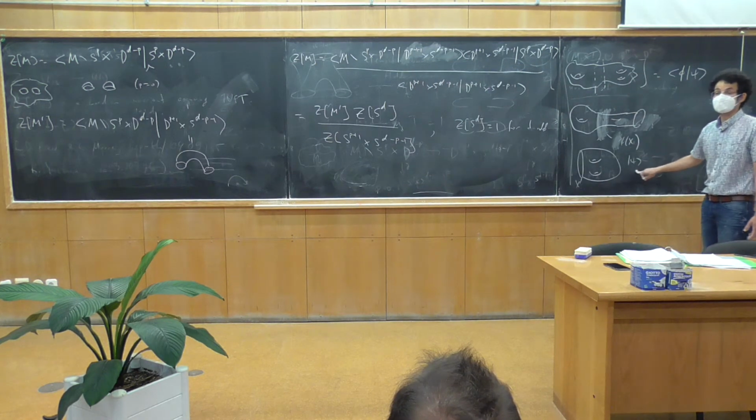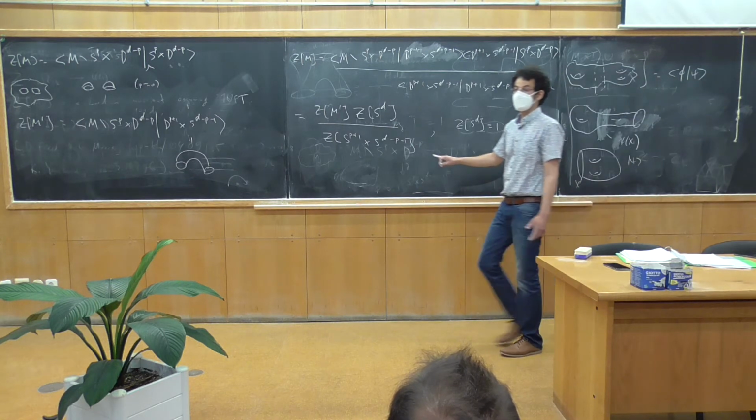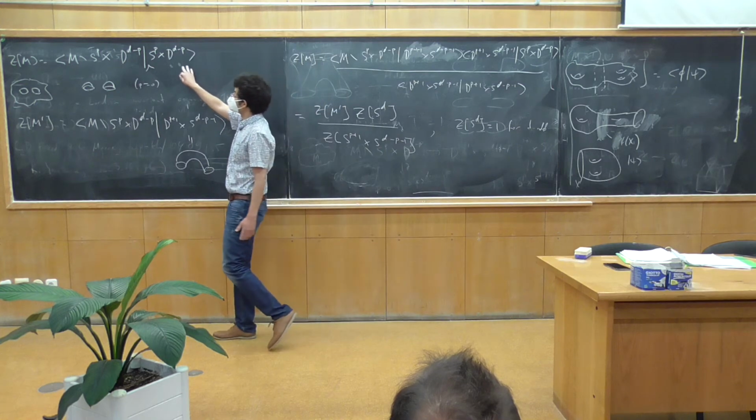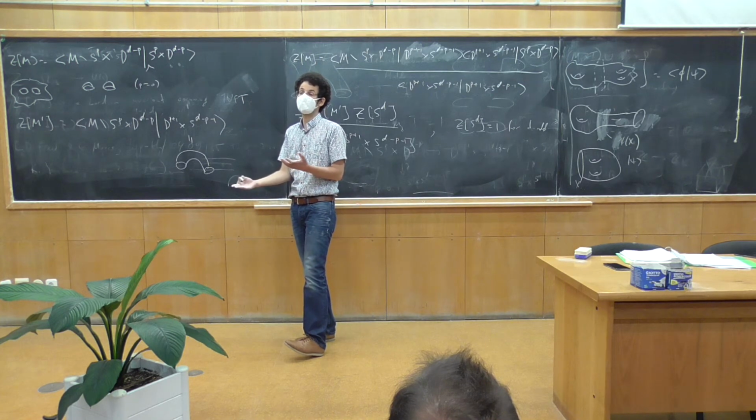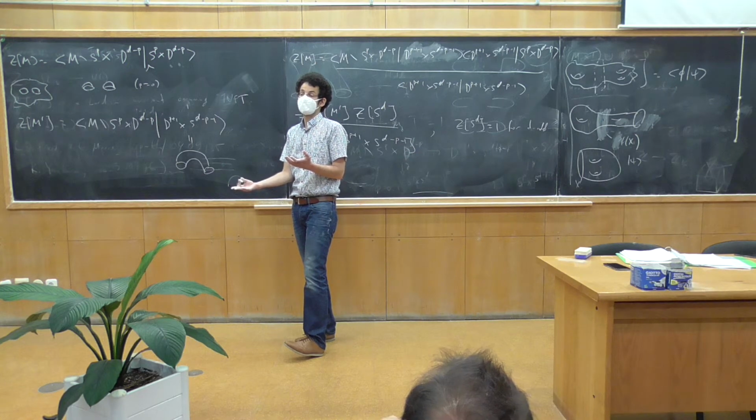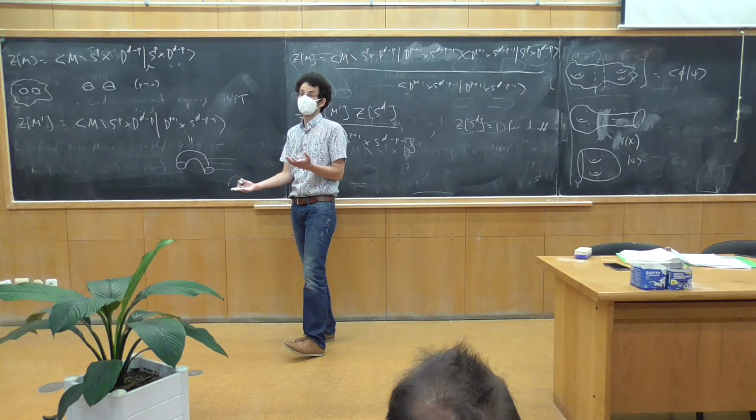Well, you have to take the inner product of the two wave functions that you get, but these wave functions are the same up to a constant because we are assuming that the ground state manifold is non-degenerate.